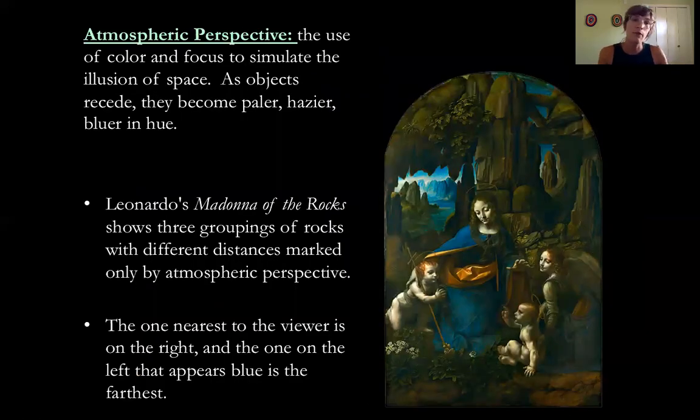Another type of perspective that we'll cover is atmospheric perspective. This is the use of color and focus to simulate the illusion of space. So again, artists really wanting to make sure things look like they do in the natural world. So using linear perspective, but also using something called atmospheric perspective. So as objects recede into the background, they become paler, hazier, and bluer in hue.